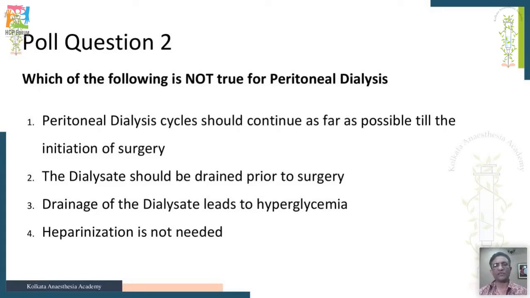Dialysis should continue as far as possible till the initiation of surgery. Before surgery, the dialysate should be drained. The drainage of the dialysate leads to hyperglycemia. Heparinization is not needed in peritoneal dialysis. I think this is straightforward. 5, 4, 3, 2, 1, and 0. And we'll go to the next poll.